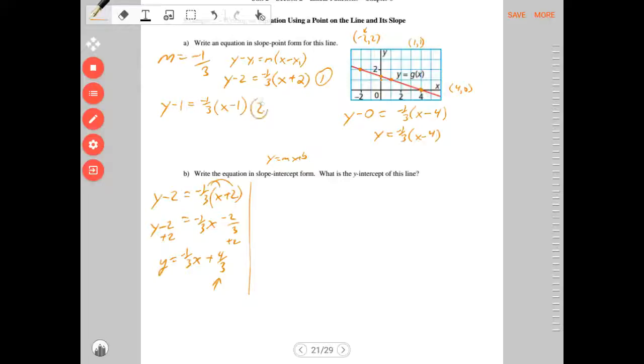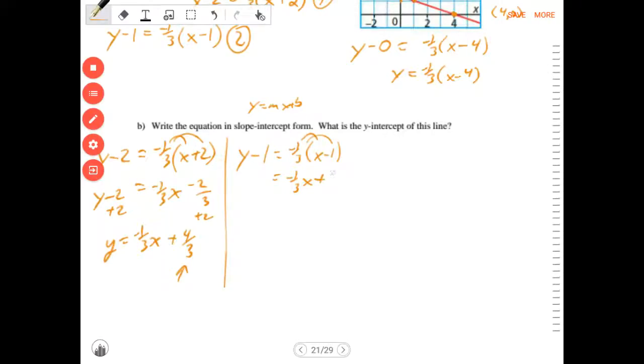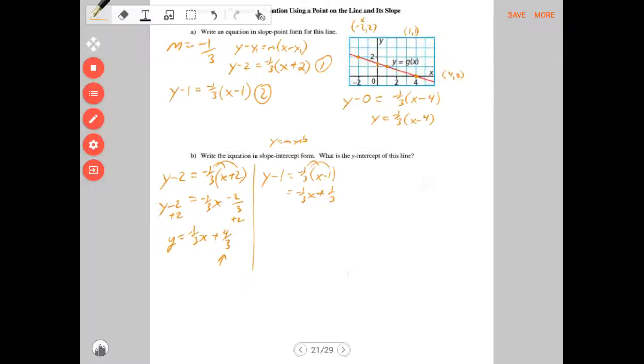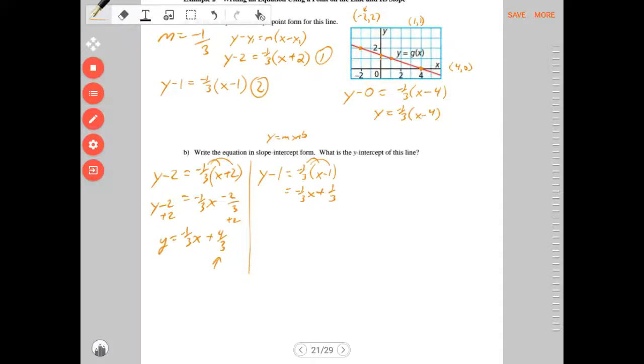Let's try that with the second one. Again, you guys wouldn't have to do this, but I'm trying to prove a point. The second equation is y minus 1 equals negative 1/3 x minus 1. Again, that just distributes, so you get negative 1/3 x. Negative 1/3 times negative 1 is positive 1/3. I keep touching the screen and it zooms for us. So y minus 1 equals that, then plus 1, plus 1. So y equals negative 1/3 x plus 4/3. Hey, that worked out to exactly the same thing. Even though we had two different point-slope forms, it's the same slope-intercept form.